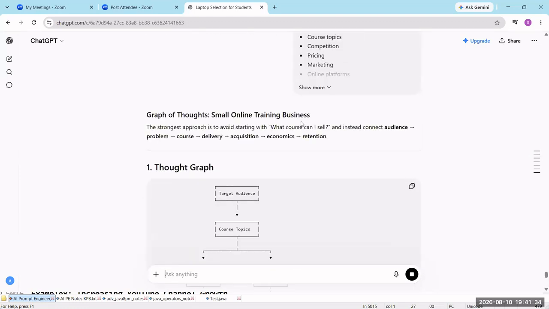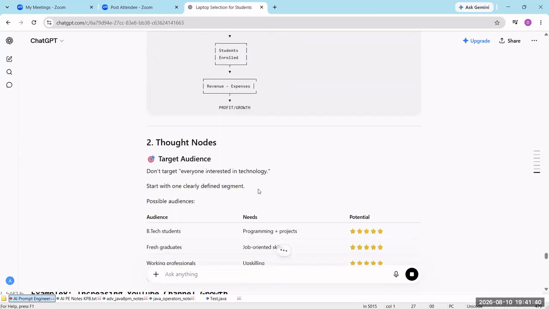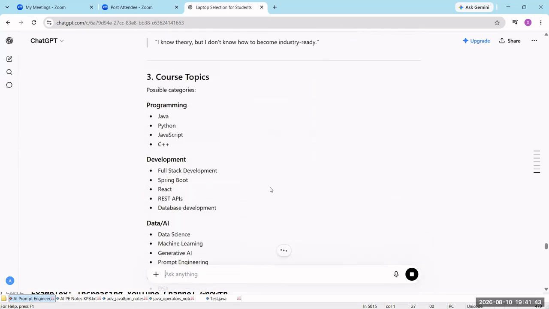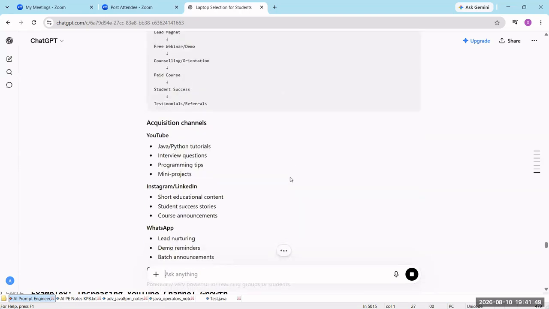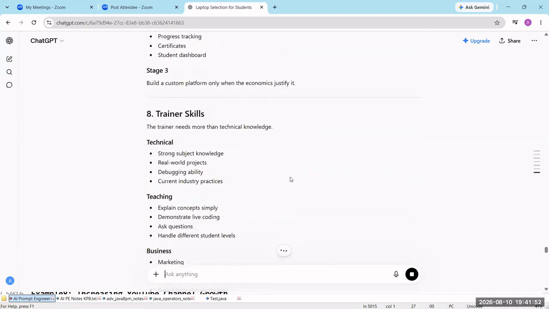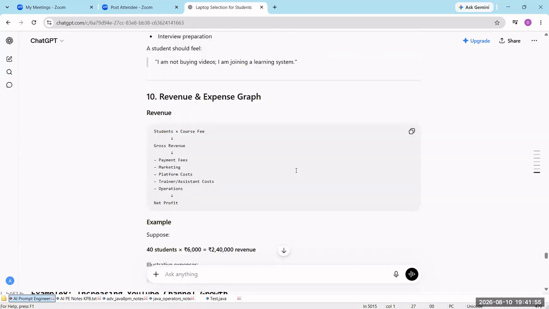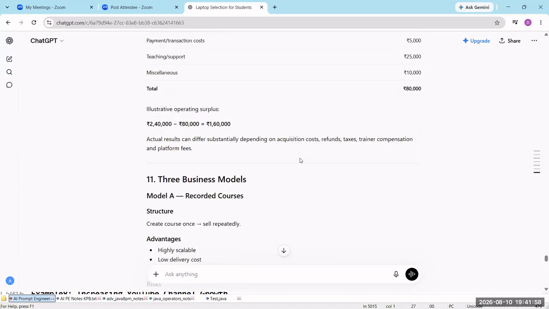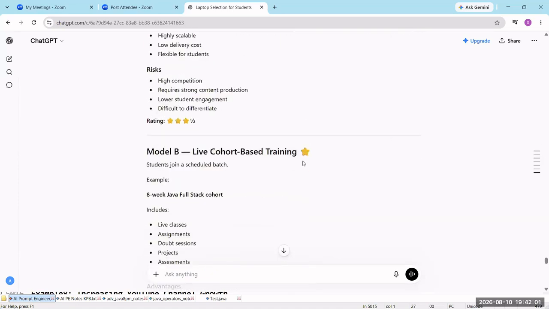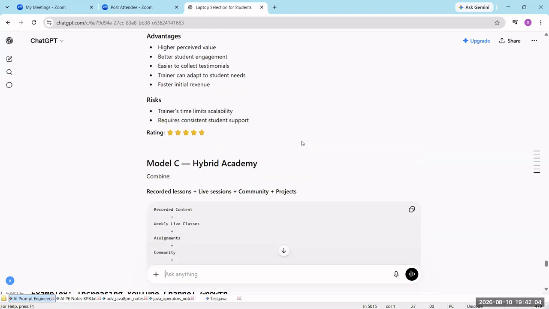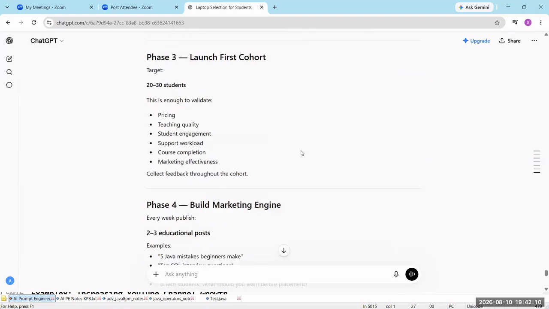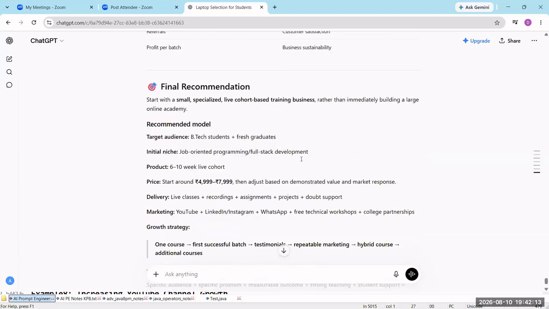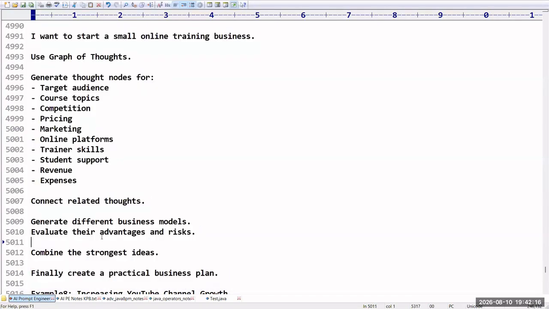Now let us see how it is going to generate. So first, graph of thought. So thought nodes: course topics, competition node, marketing node, online platforms, trainer skills, student support, revenue and expense graph, 3 business models, live chat based training, hybrid academy, best combined model, practical business plan. A number of things come. Final recommendation. So clear up to this?